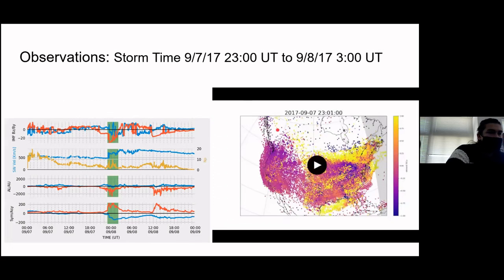So let's move toward observation. This is an event, a very significant event, September 7th, 2017. Here are the geomagnetic conditions. This is pretty significant.